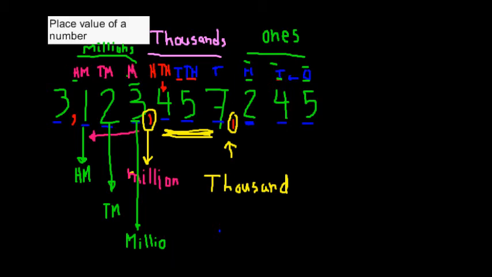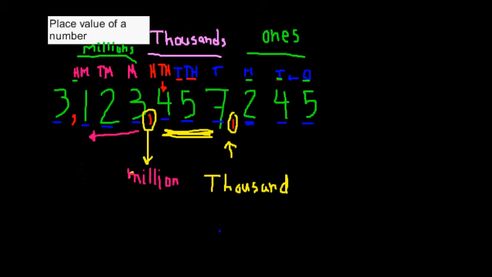Now, if you see here, the next digit in the set is this one. And this comma means the separation between 3 and 1. This is 100 millions, and this place value is billions, letter B. So this comma means that number 3 is billion.